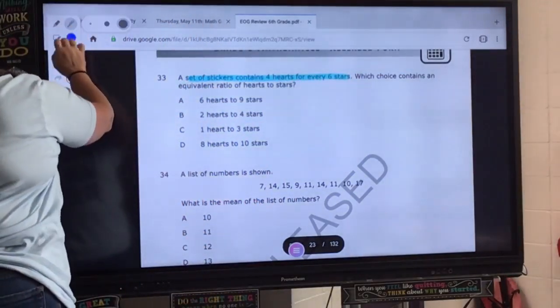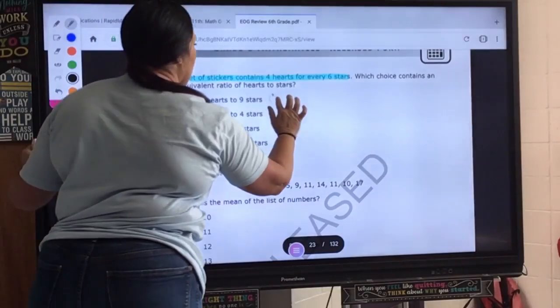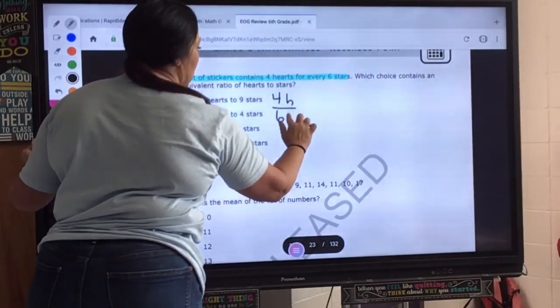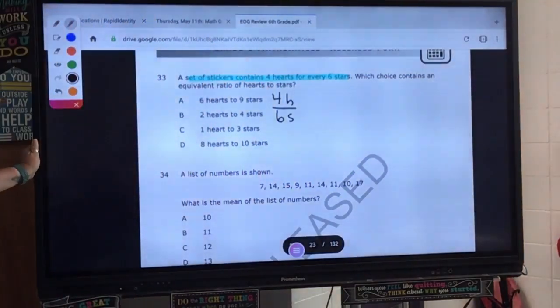So I'm going to stop here real quick. I'm going to write 4H, that looks like a B, to 6S. That is my original ratio, correct? Do you guys agree with that? Yes. Okay.